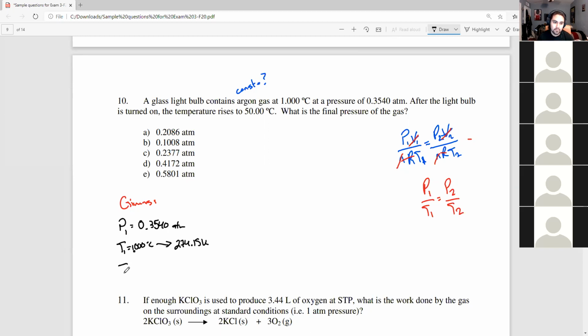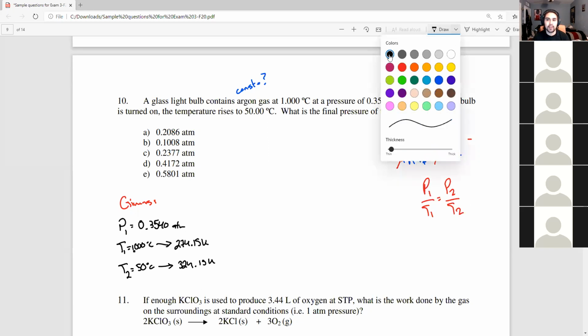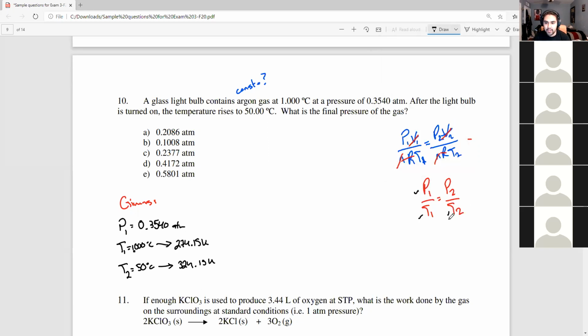And then what else am I given? Your final temperature. My T2, and that is 50 degrees Celsius. What is this in Kelvin? 324.15. Thank you. And thank you, Natalie, in chat. Okay, so do I have all the necessary variables to solve it? Yes, okay, I do. Because I have my pressure, my temperature, and my other temperature. So I need P2, that's my unknown.